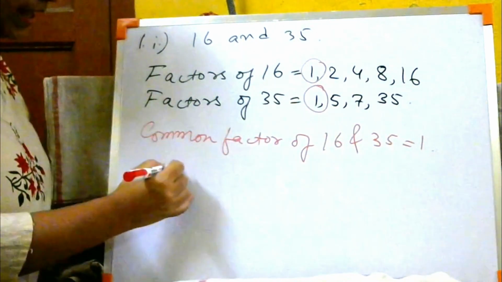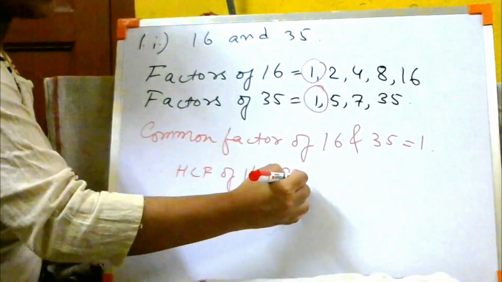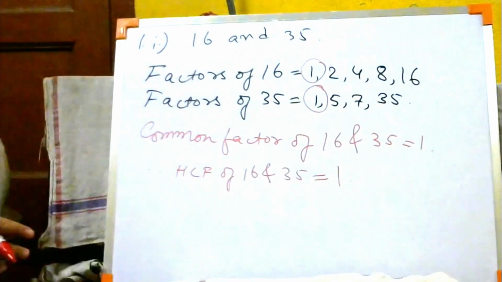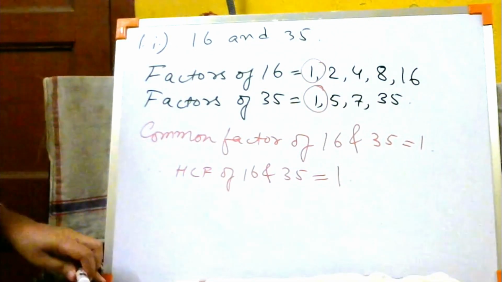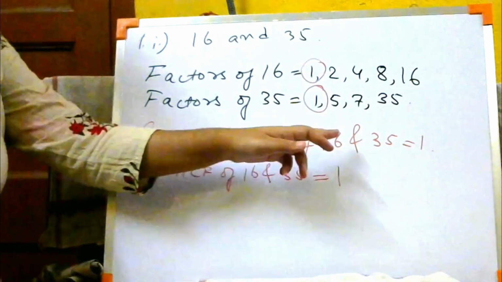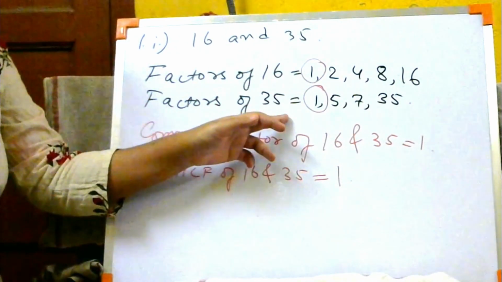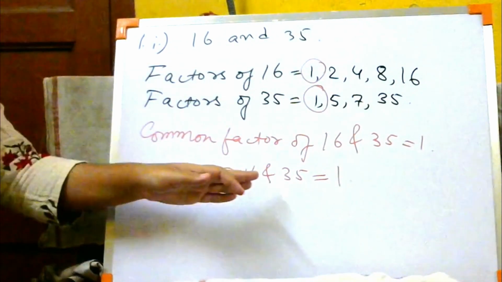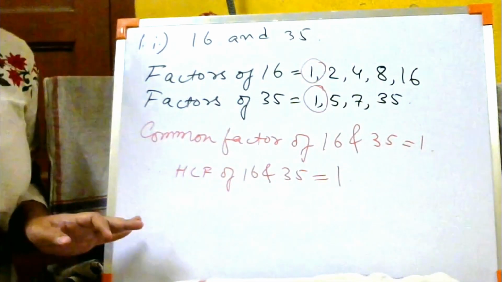Therefore, the HCF of 16 and 35 is equal to 1. I hope I am able to make you people understand. I hope you people are understanding the way I'm explaining. So the common factor of 16 and 35, you yourself can see in the sum, is only 1. So what is the HCF of 16 and 35 then? It is only 1. Clear? I hope it is clear to you people.